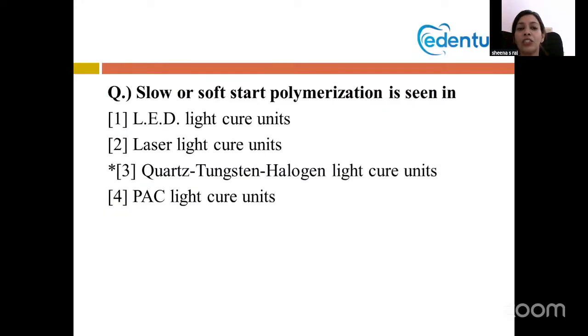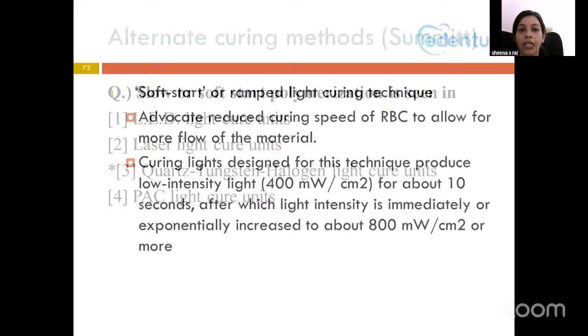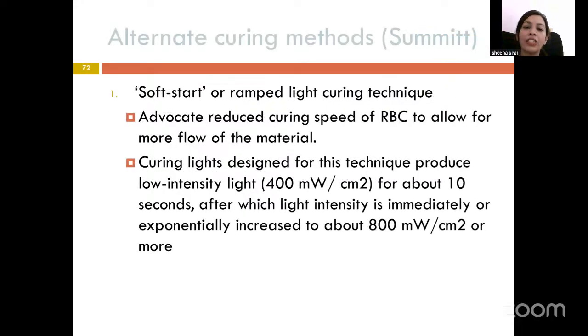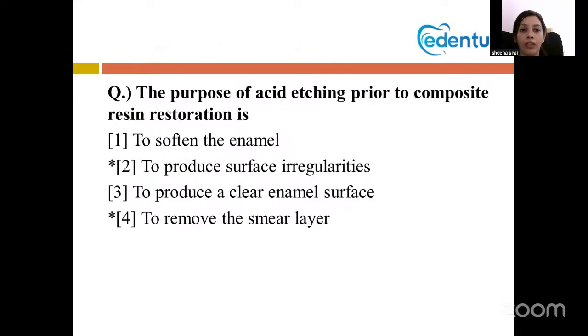Next concept is soft start polymerization or slow polymerization. Actually, this was again brought in order to reduce the polymerization shrinkage that was given by quartz tungsten halogen light cure units. So soft start is advocated to reduce the polymerization shrinkage. What we do is we take a low intensity light initially, that is 400, followed by 800. The 400 for 10 seconds, followed by increasing the intensity to 800.